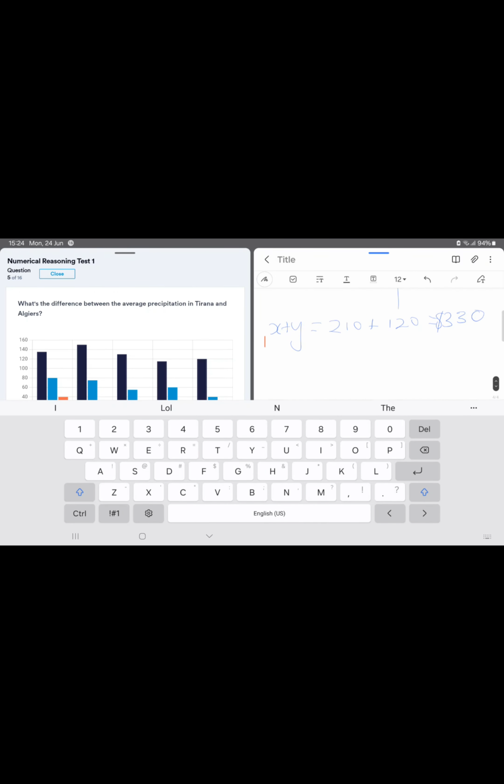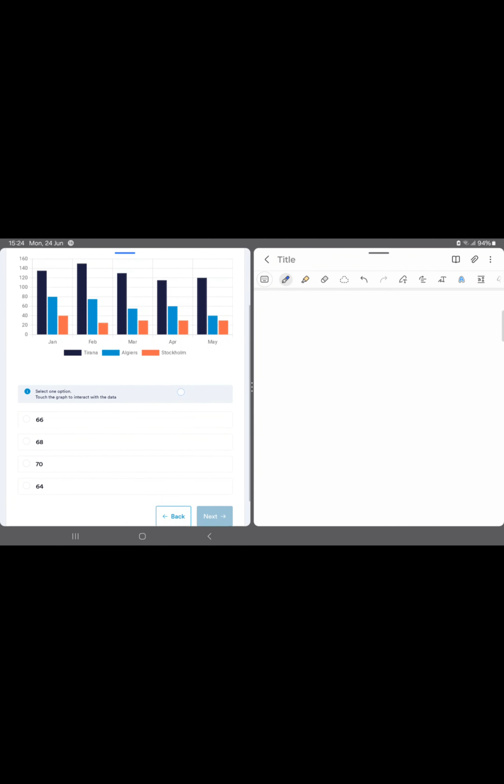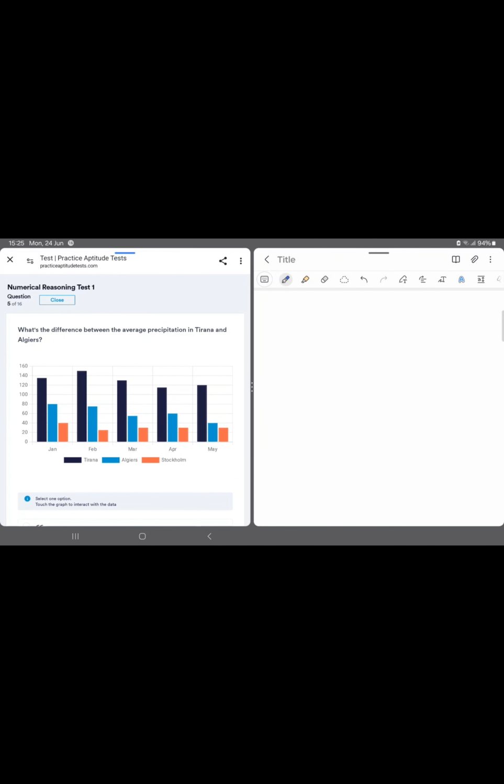Okay, and then moving on to the next question. The question says, what's the difference between the average precipitation in Tirana and Algiers? So we'll get Tirana first, and the average will be, you have to add all the months.